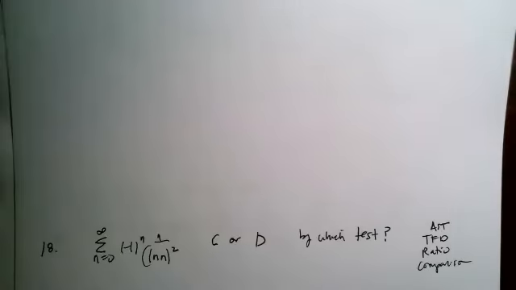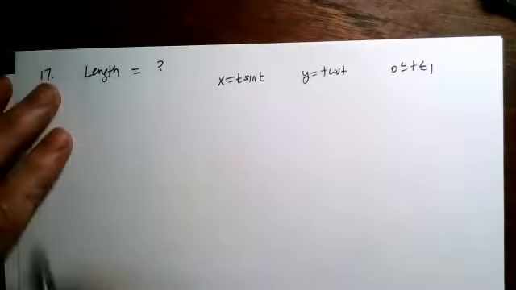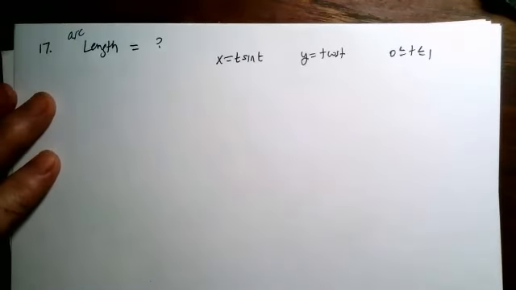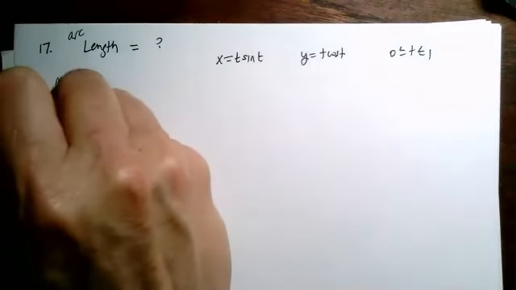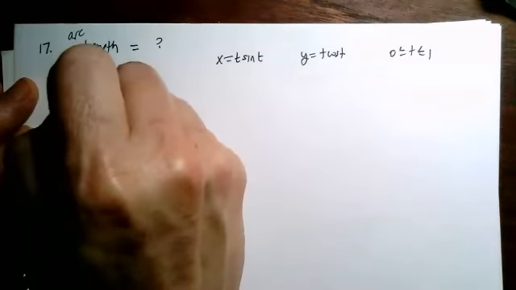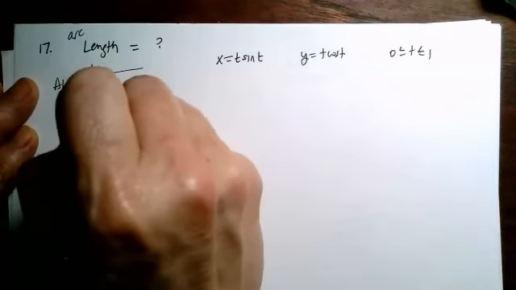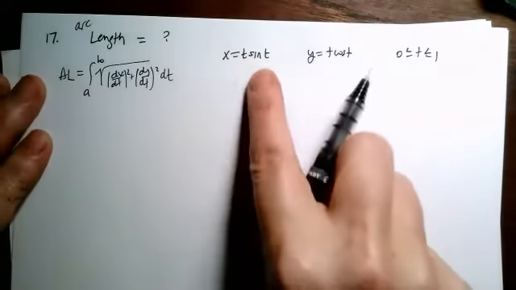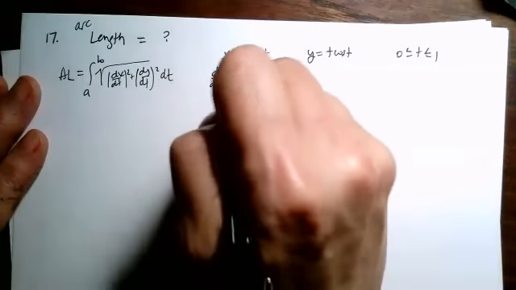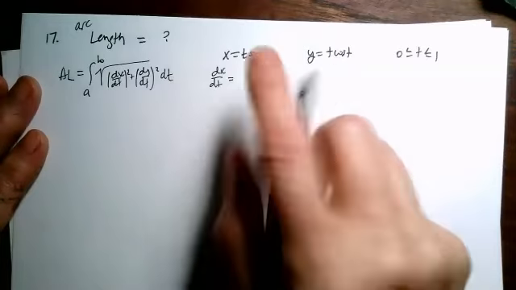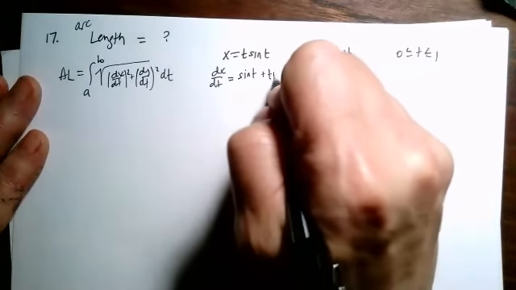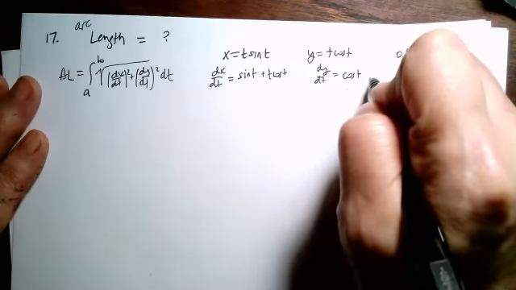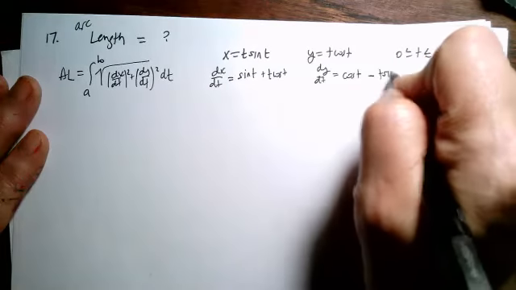All right, number 17. This is an arc length problem. Do you remember the formula for arc length? You just had this on your exam. It's going to be the arc length from a to b of the square root of (dx/dt) squared plus (dy/dt) squared dt. So what's dx/dt? We have to use the product rule. It's going to be sine t plus t cosine t. And for dy/dt, it's going to be cosine t minus t sine t.